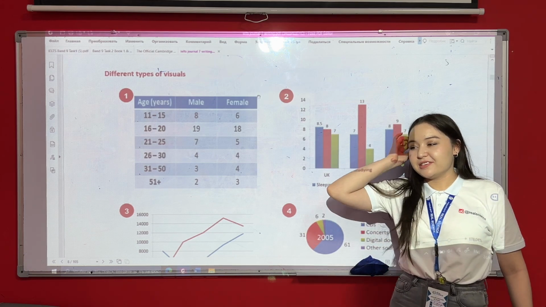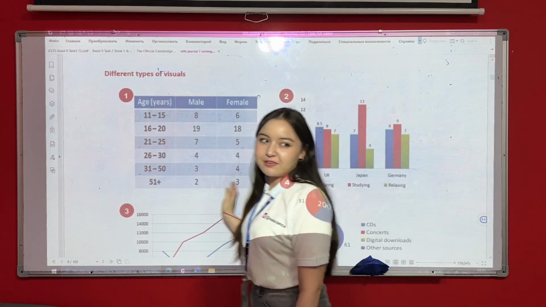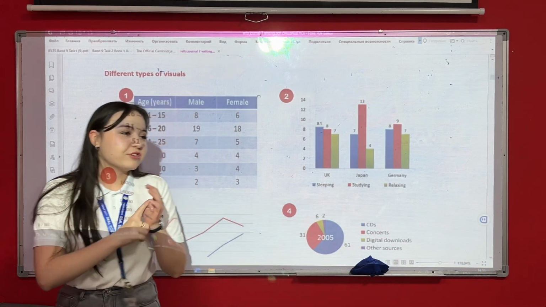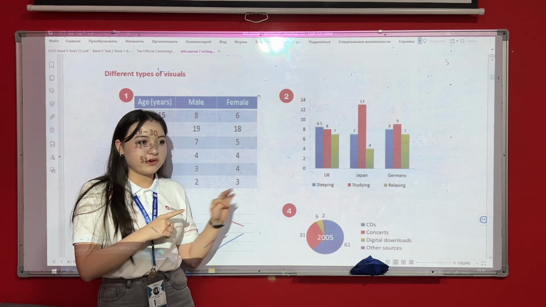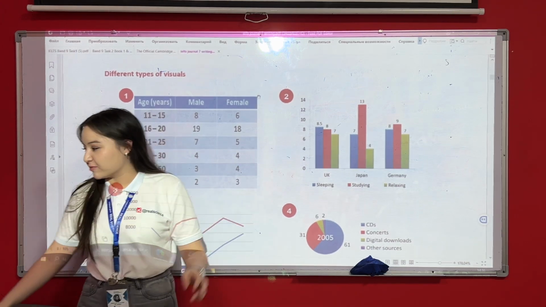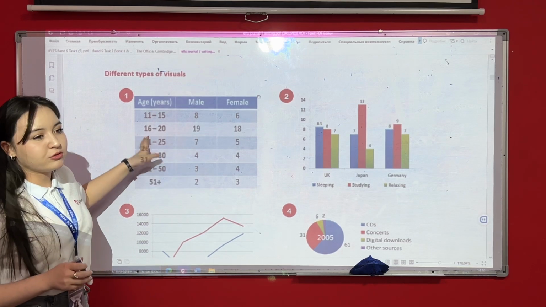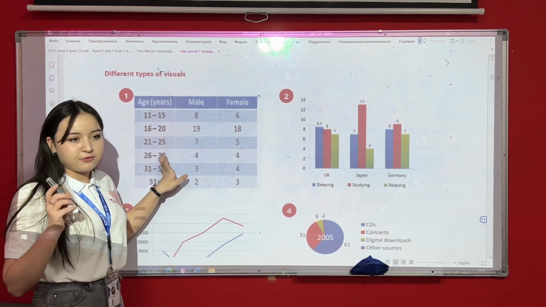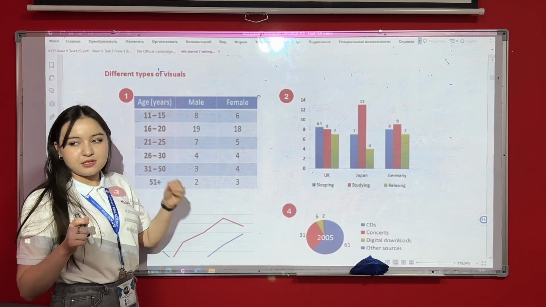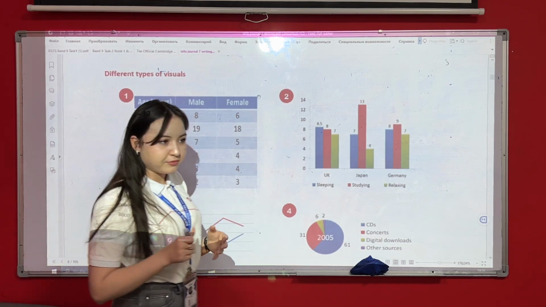In today's lesson, guys, we're going to discuss writing task 1 and writing task 2, the structures and model essays as well, and different diagrams, okay? So we're going to start from the different types of visuals from writing task 1. First of all, guys, can you please tell me what is writing task 1 itself?